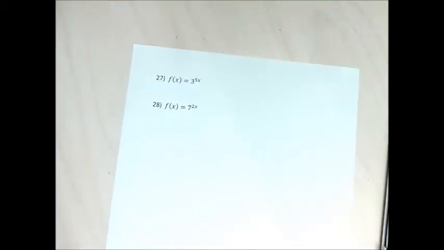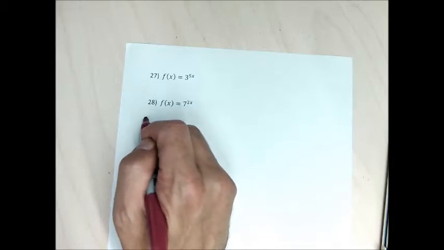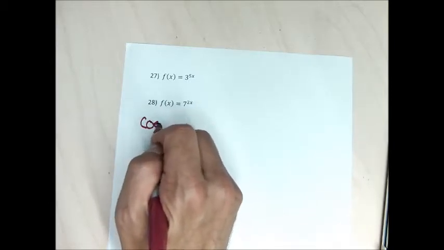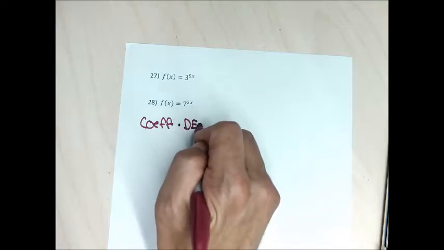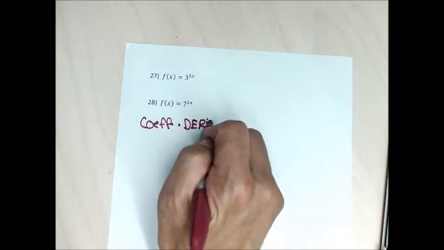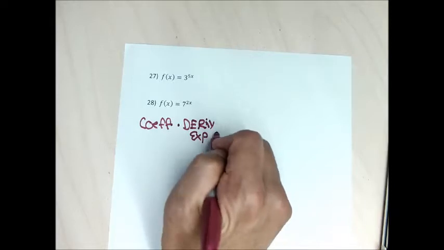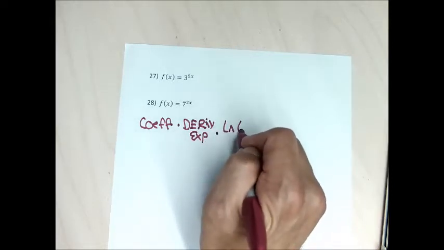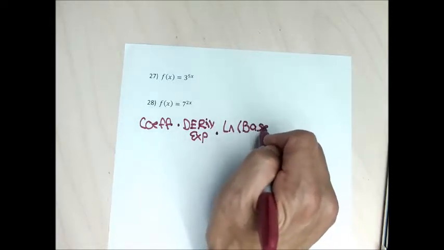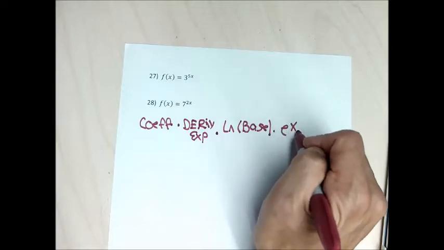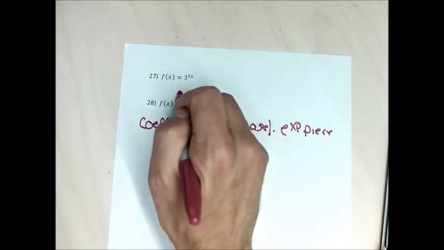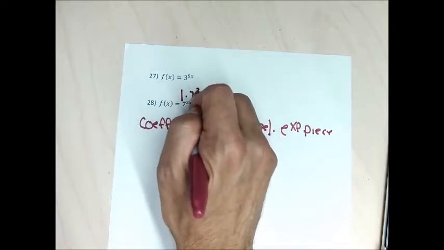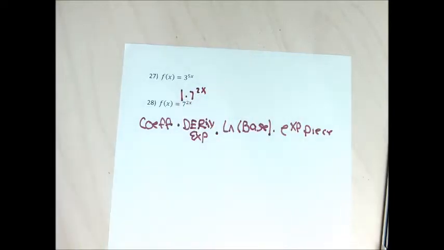For 28, it's an exponential function. I need to have the coefficient times the derivative of the exponent times the natural log of the base times the exponential piece. And again, in problem 28, there's not a coefficient written, so it's assumed to be 1.